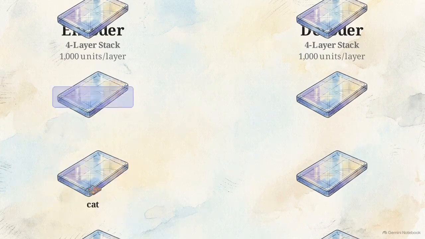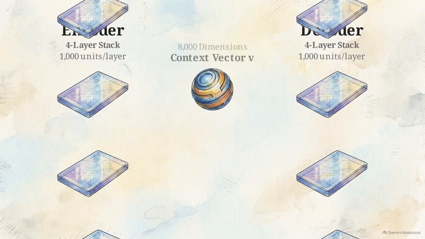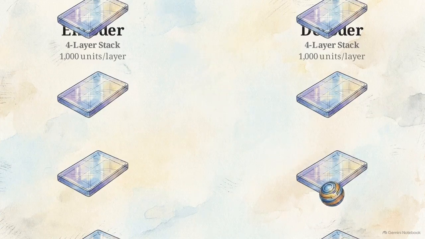As the encoder reads the input tokens one by one, it continuously updates its internal hidden and cell states across the entire deep stack. When the encoder reaches the end of the source sentence, it stops. Its final hidden states are collected into a single 8,000-dimensional context vector, V. This vector initializes the decoder LSTM. Using the semantic information compressed within V, the decoder then autoregressively generates the target sequence, one word at a time.